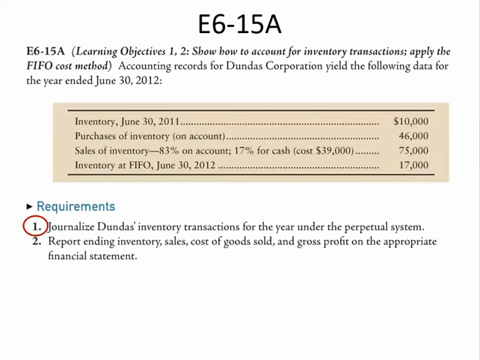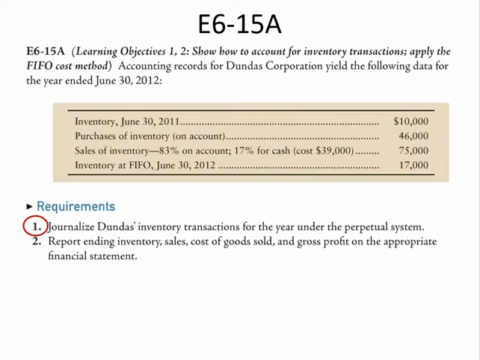Hi, we're going to go through exercise 6-15A. This is simply doing the journal entries for inventory transactions. So we won't dwell too much on it, but it's important you understand. We're going to start with requirement 1, which is to journalize the company's inventory transactions for the year.